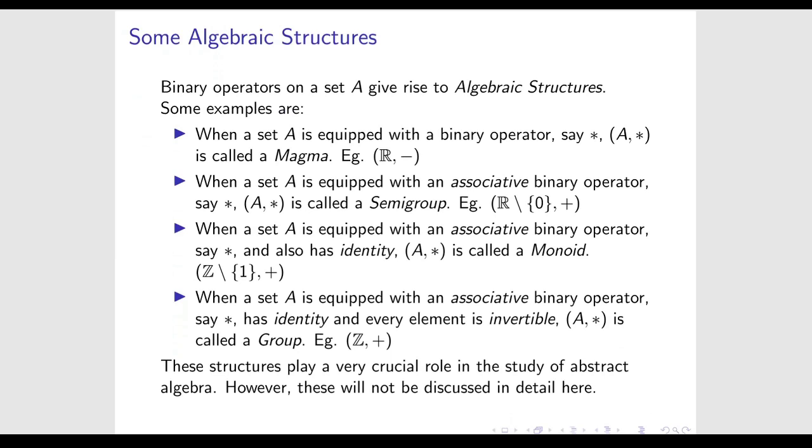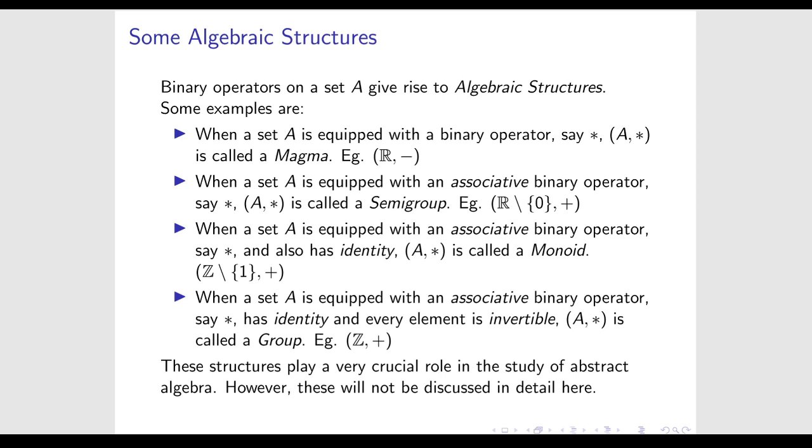As said earlier, binary operators on a set give rise to algebraic structures. Now some examples are, when a set A is equipped with a binary operator, say star, this notation (A, star) is called a magma. An example is our real numbers with the binary operator minus.